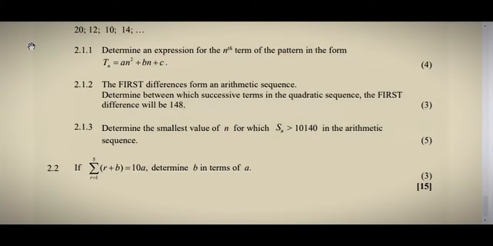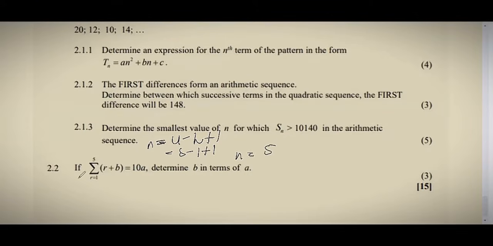Now, let's go to 2.2. The sum of r plus b is equal to 10a, running from r is equal to 1 to 5. Then they say determine b in terms of a, right? So the first thing that you need to do with this one is to find how many terms are here. To find the number of terms, you just say n is equal to upper value minus lower value plus 1. Your upper value is 5, your lower value is 1, then plus 1, so your number of terms is 5.